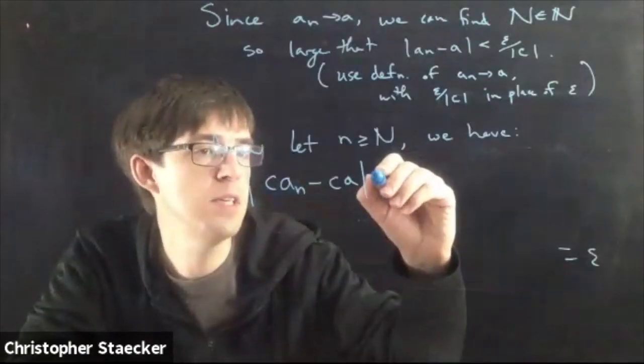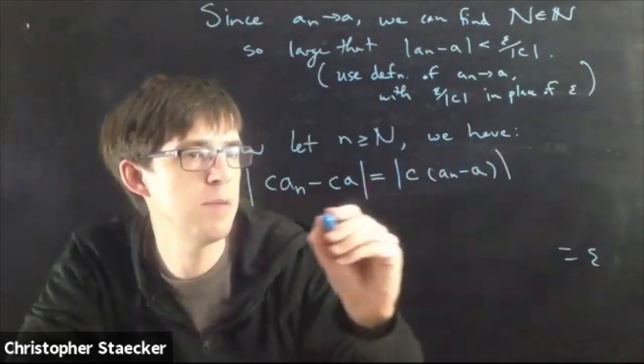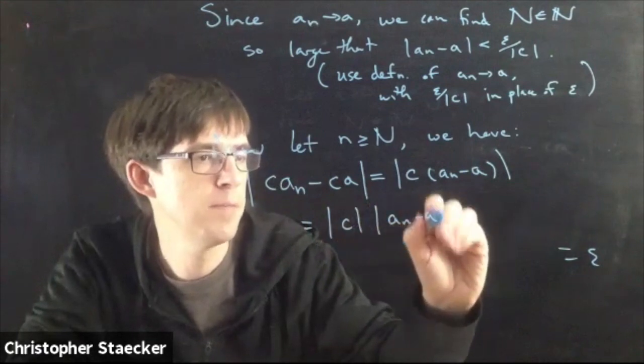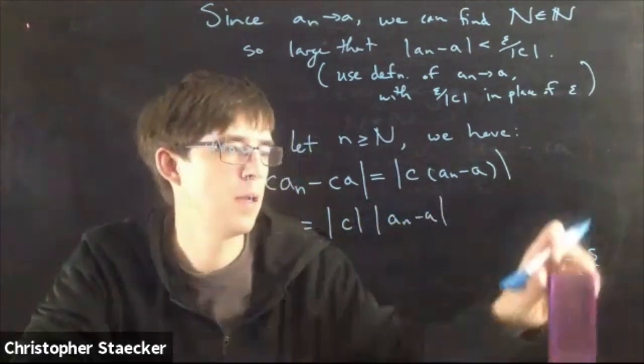What do you think? Taking out C as a common factor. Say it again, I didn't hear that. Taking out C as a common factor. Yeah, factor out the C as a common factor. C times AN minus A, right? And then we can split the absolute values like we did. Absolute value C, absolute value AN minus A. Okay, now what?